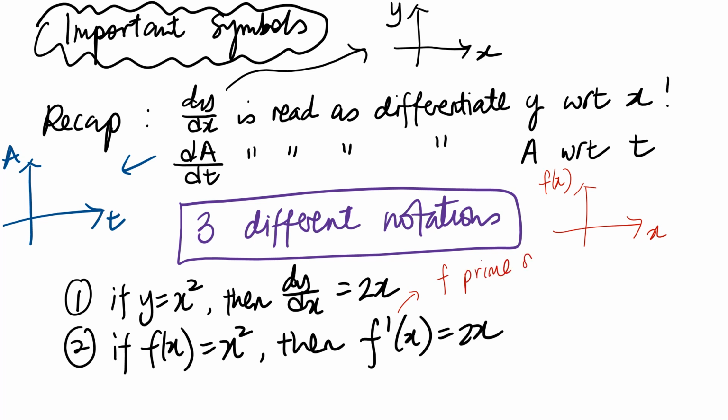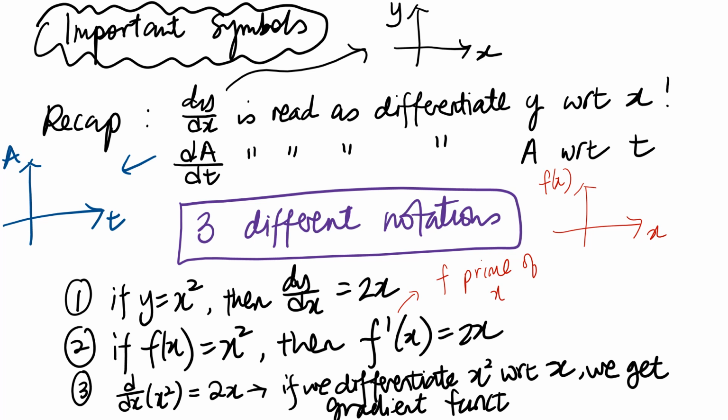F prime of x. All right. The third one will be, sometimes you just go straight to the point. You just use the symbol d horizontal line dx, whatever the equation of your curve is. So let's say if your equation is y equals 2x to the power of 5, sometimes they can just straight away do it this way.